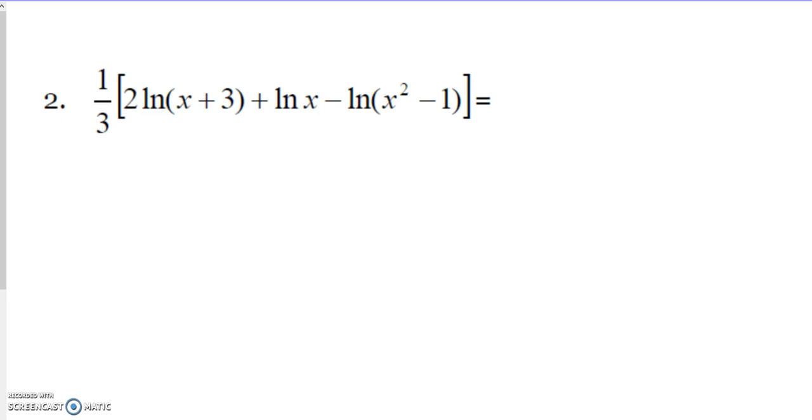Okay, I would like you to try this one on your own. My hint with this is be careful with your parentheses here. We got a few different parentheses. But try this one on your own and then push play when you're ready to check your answers.